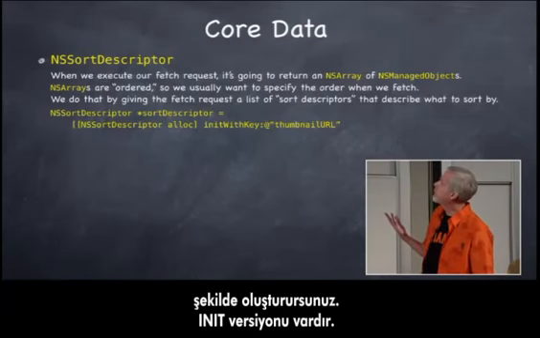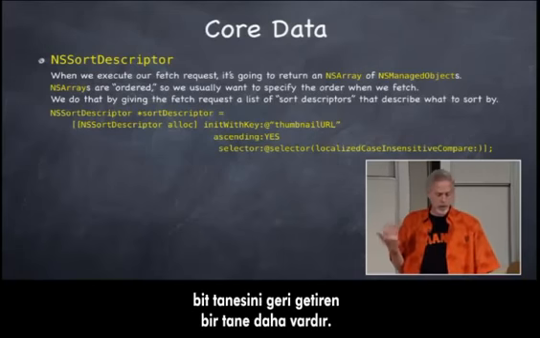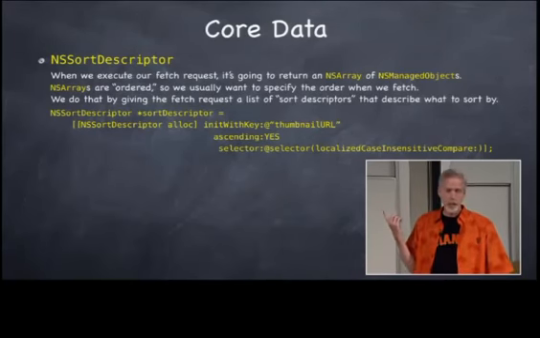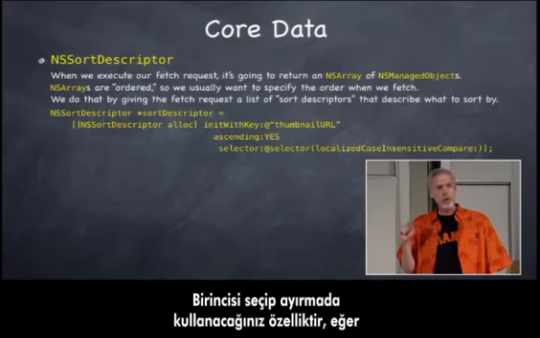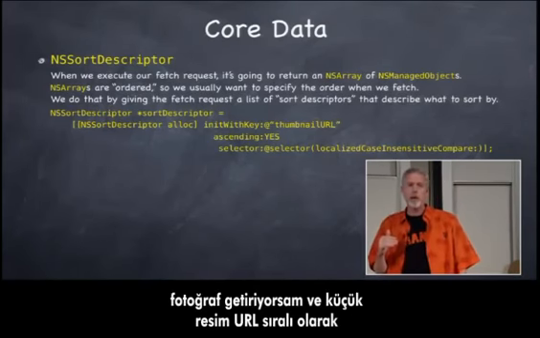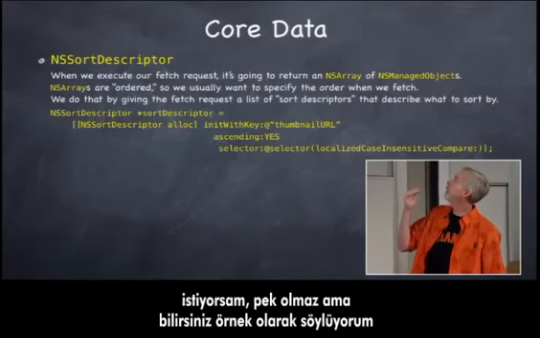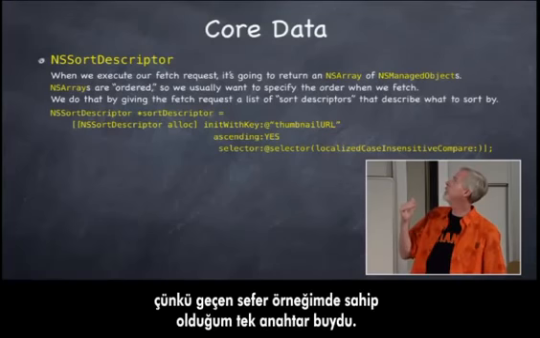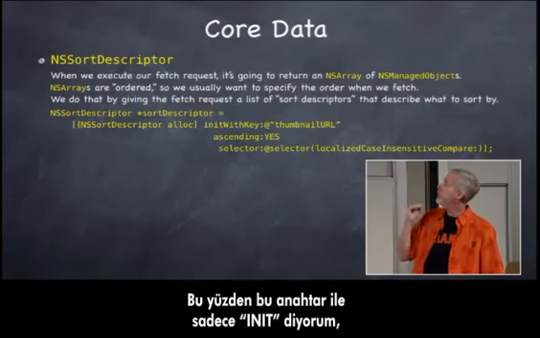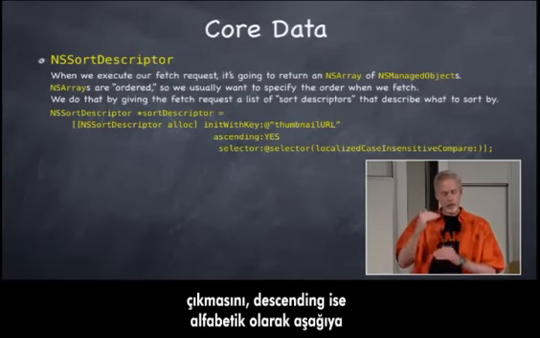This is how you create a sort descriptor. There's an init version. There's also one that returns an auto-released one that we use more commonly. It only takes 3 arguments. The first one is the attribute that you want to sort by. So if I was fetching for photos and I wanted them in order of thumbnail URL, which is probably unlikely, but I'm putting it here as an example because that's the only key I had last time in the example. So I just say init with that key. Ascending is whether you want them sorted in ascending alphabetical order or descending.